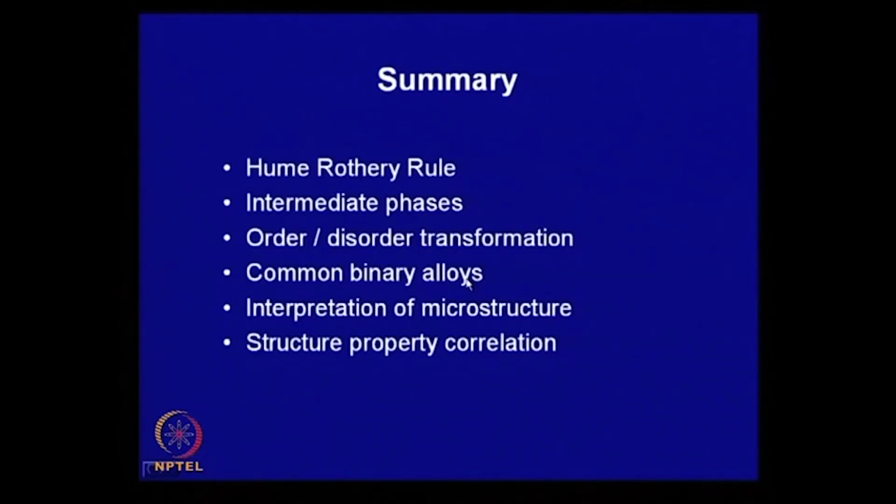So, whatever we have seen today is that we looked at some common binary alloys, and we also looked at the rules that govern the solid solubility limit. We talked about the Hume-Rothery rule. When we looked at several phase diagrams, we saw that in many cases a number of intermediate phases form, and we looked at their structures. We also talked about order-disorder transformation, and we looked at a few common commercial binary alloys. In some cases we looked at the interpretation of microstructure and structure-property correlation.